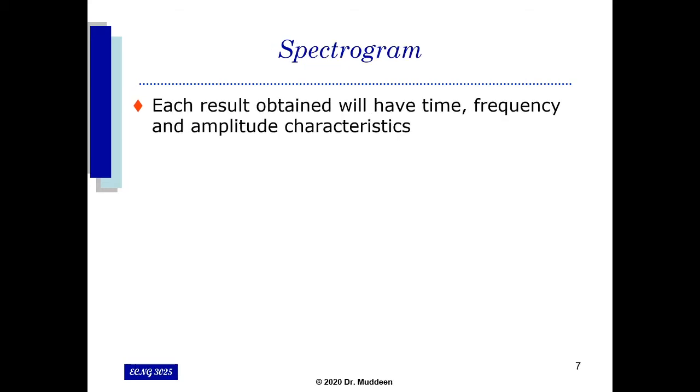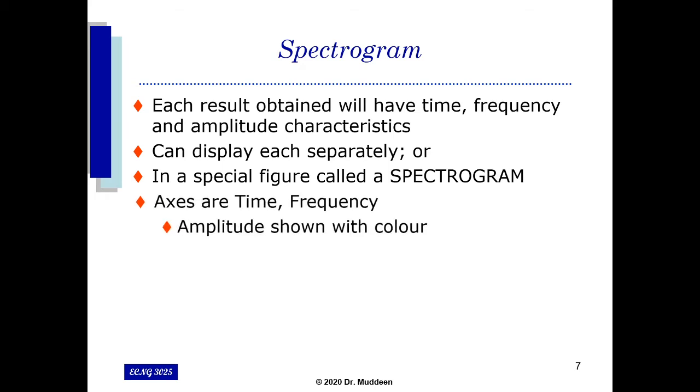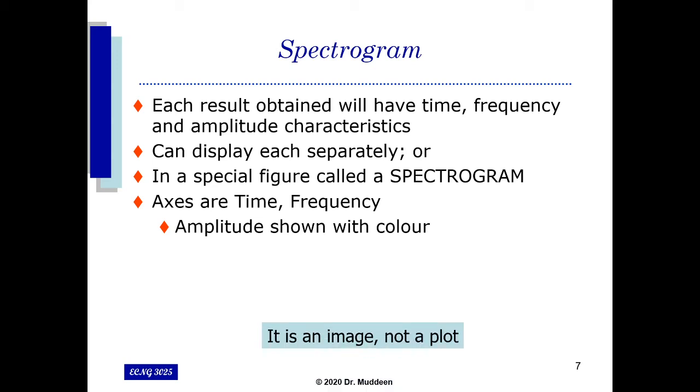In doing this, each result will have time, frequency, and amplitude characteristics. You can display each of them separately, but in most cases you're going to get a special figure known as a spectrogram, where the x and y axes are time and frequency, and the amplitude itself is shown in color. One thing to note is that even though the spectrogram may be referred to as a plot, it actually is an image, not a plot.